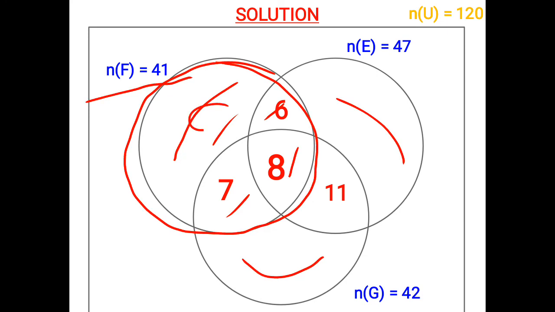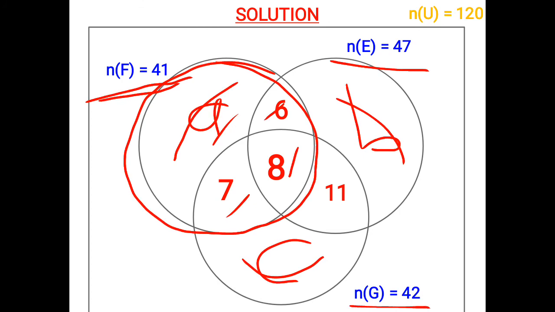Maybe I can say let A represent it. So A plus 6 plus 8 plus 7 should be equal to 41. After I have finished and solve, I'll get my A. Same applies to this side. If I say B plus 6 plus 8 plus 11, it should give me 47, right? So after solving, I'll get my B. Same applies to only geography. If it is C plus 7 plus 8 plus 11, it should give me 42, because the whole circle is 42. So after solving, I will get what C is, right?